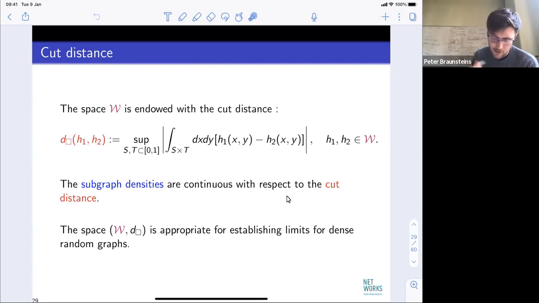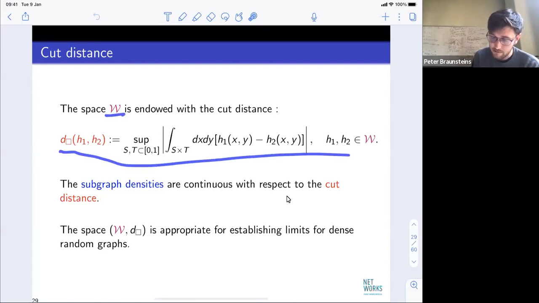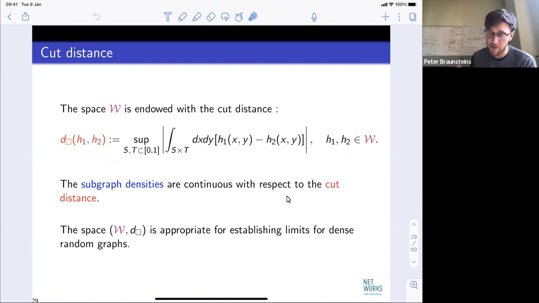And the next thing is we want to get limiting results. We can with this cut distance, but we wouldn't be able to, for example, if we took the L1 distance, because then an Erdős-Rényi random graph, as we take the number of vertices large, wouldn't converge to anything. So this would also be the wrong space because we wouldn't be able to prove any convergence results either. So this cut distance gives us the right topology to prove our convergence results on.